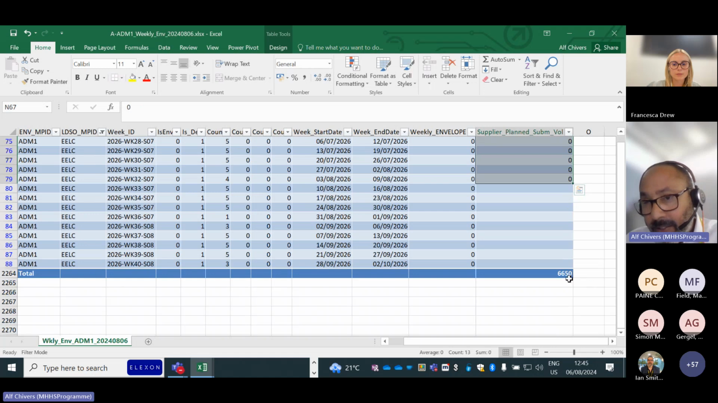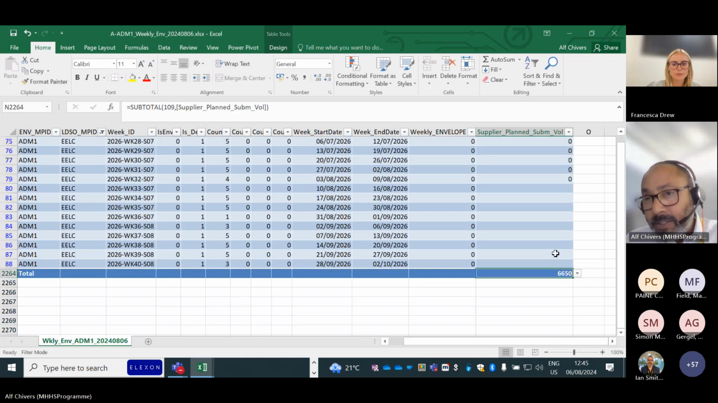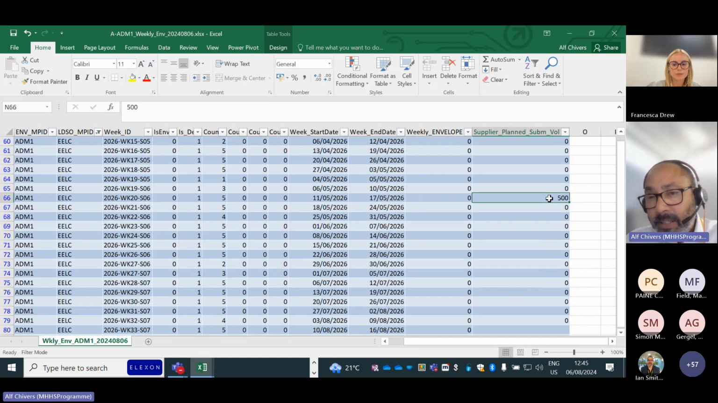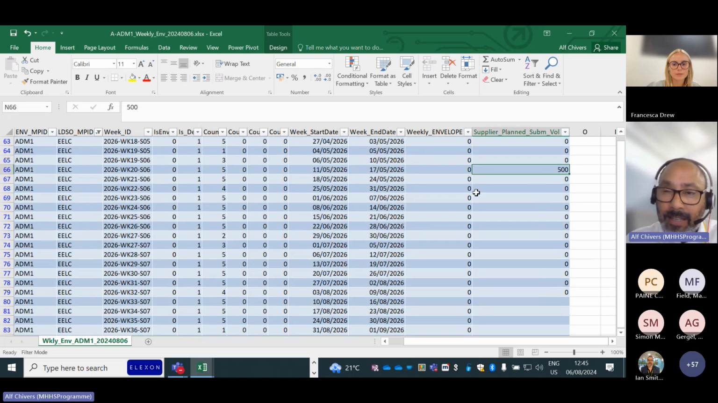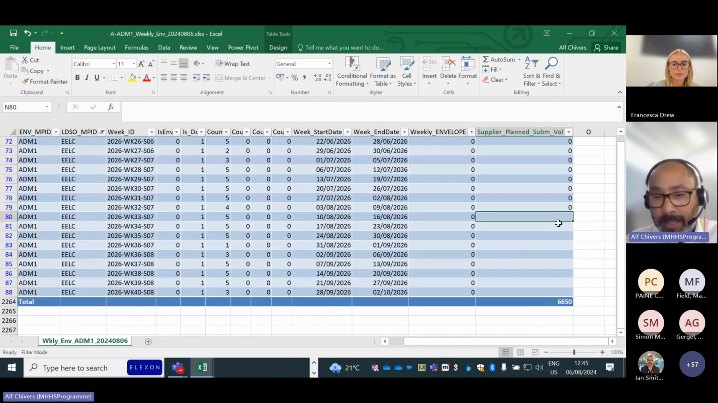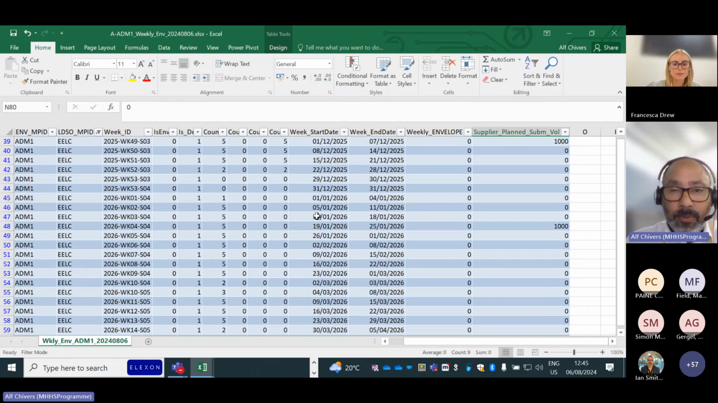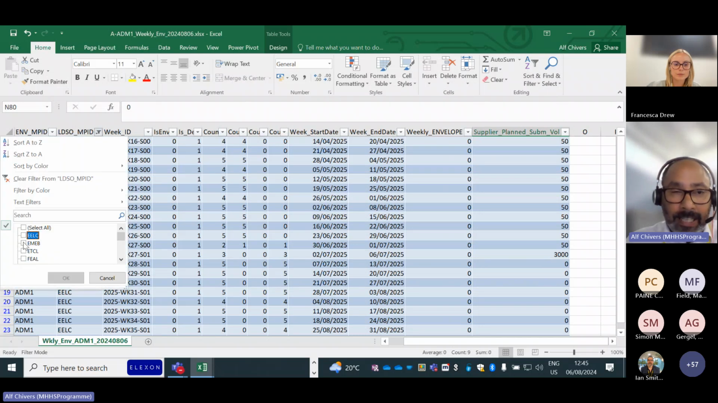The 6,560, so I'm slightly over, 150 over. If I want to make that portfolio equivalent, I'll just remove that delta, and that makes those numbers match up. And that's what we would expect to see in that example. So that's the example of filling in the de minimis submission. And then I would wash, rinse, repeat for the next LDSO, the same process.